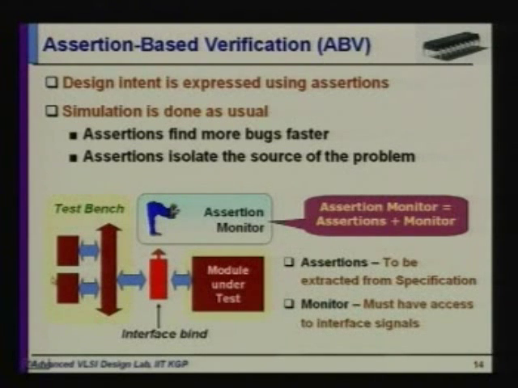Here is a module under test. This test bench provides inputs to the module under test and gets responses. In the interface, we provide an assertion monitor. It just looks at the assertions and checks whether they are true or false. Assertions find bugs faster because they capture the functionality of the design that the designer wants to be in the design. Assertions isolate the source of the problem.